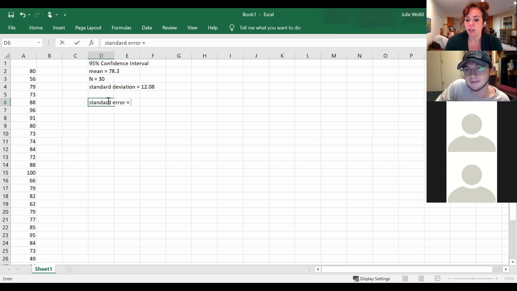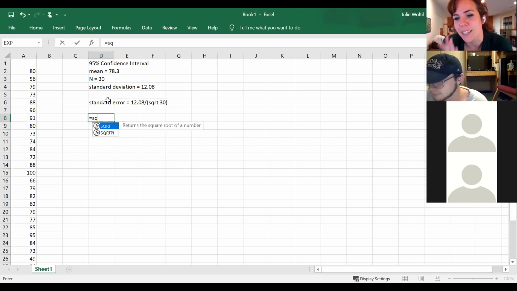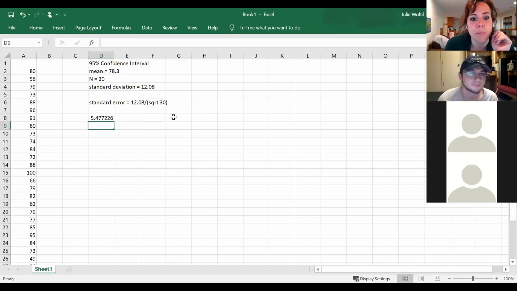Okay, so standard error equals 12.08 divided by, I'm going to write square root of n. What is n? It is 30. Okay, so I'm again gonna cheat. Well, not cheat, I'm gonna be clever. Let's not call it cheating, right? It's utilizing the tools at our disposal. Square root of 30 is this number.